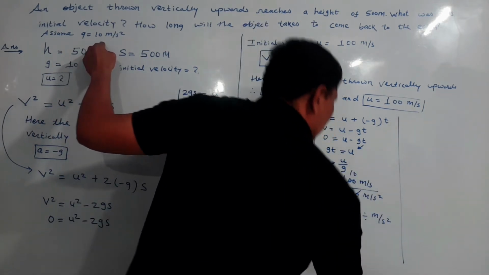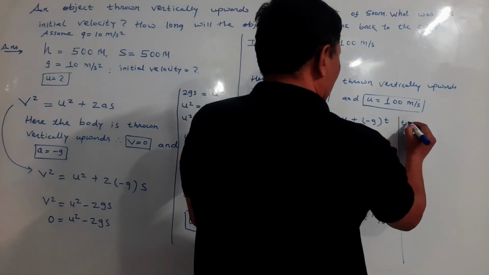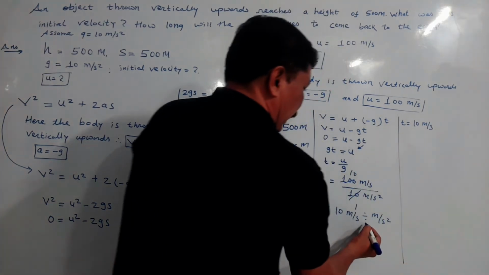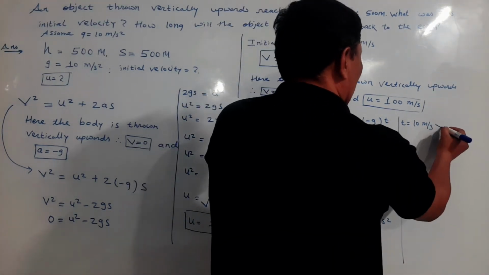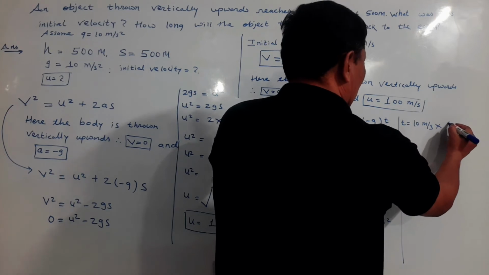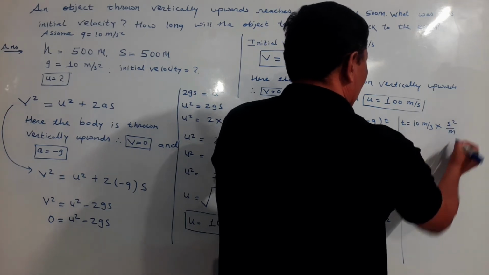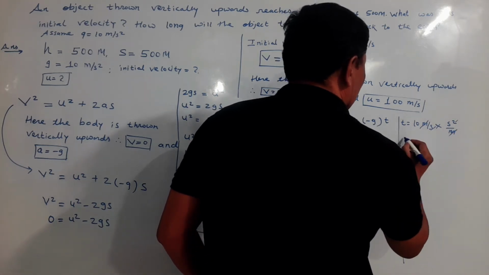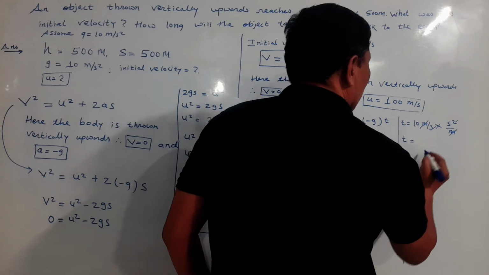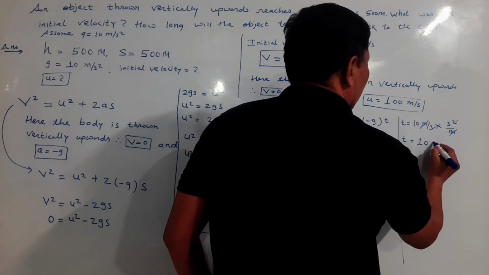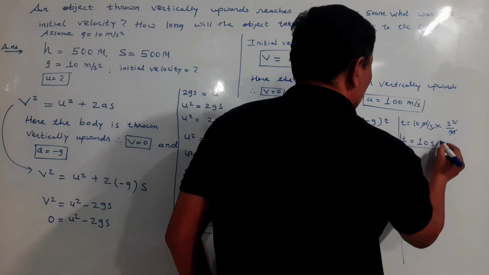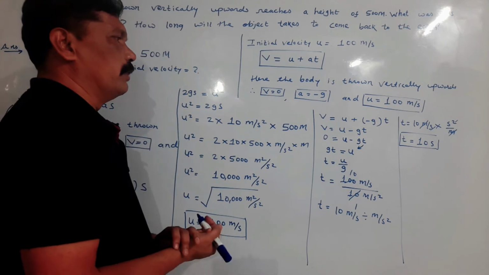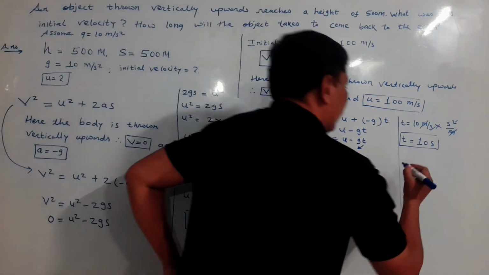So my dear student, here we can write t is equal to 10 meter per second, and division we can convert into multiplication by taking the reciprocal, that is x square upon m. So m will get cancelled, 1s and 1s get cancelled. So t is equal to 10 second. So my dear student, the time taken by a body when thrown vertically upward will be 10 second.